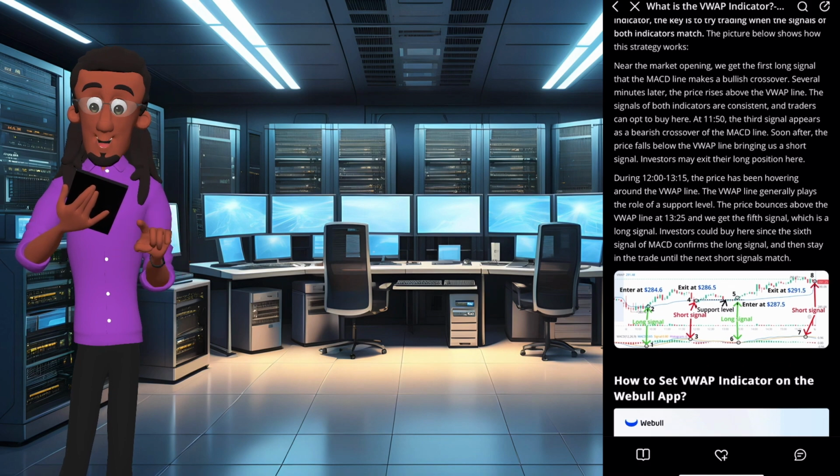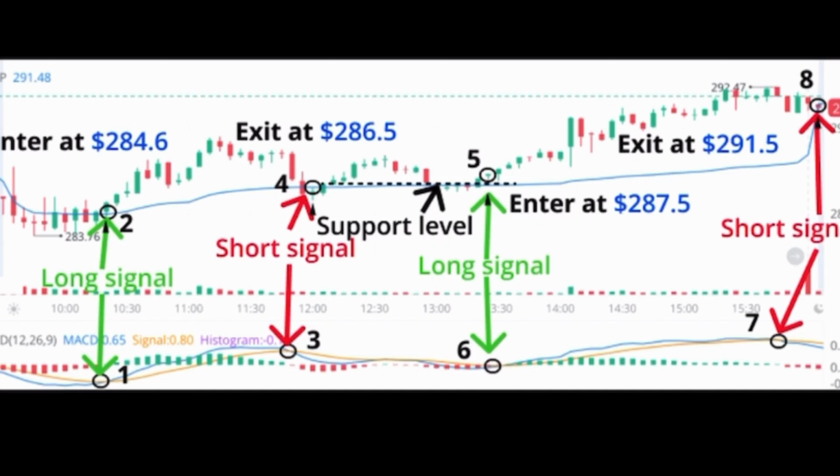All right, the picture below shows how this strategy works. Near the market open, we get the first long signal that the MACD line makes a bullish crossover. Looking at this diagram here, you've got a long signal, short signal, long signal, short signal. And the long signal goes 0.1 to 0.2.